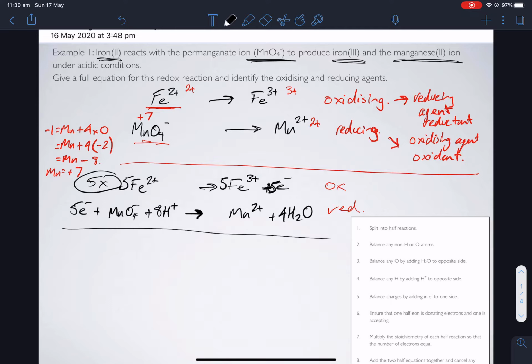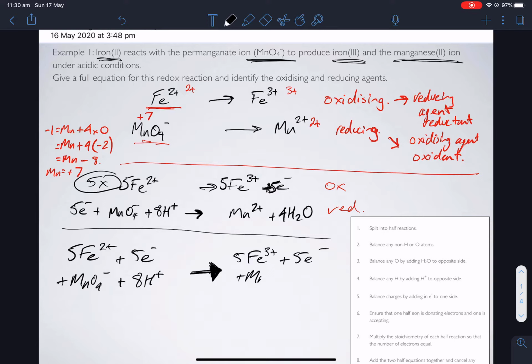Now that one's giving 5 electrons, one's taking 5 electrons, what we can do is add the 2 equations together. That means adding both sets of the reactants with both sets of the products, and I've just got one overall arrow here. So what do we got? We've got 5Fe2 plus from the first equation, plus 5 electrons from the second, plus the permanganate, plus the 8 H pluses. On the right-hand side, we've got 5 iron 3s plus 5 electrons plus Mn2 plus the 4 waters.